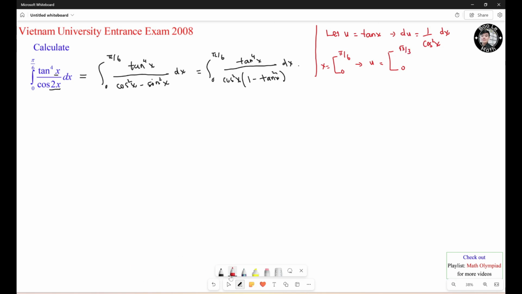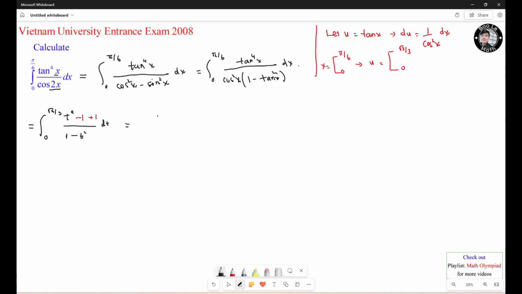Now we have the new integral. This guy becomes the integral from 0 to root 3 over 3 of t to the 4 over 1 minus t squared dt. Now the top right here, I just subtract 1 and I add 1. So I rewrite t to the 4, and now I need to subtract 1 and add 1.